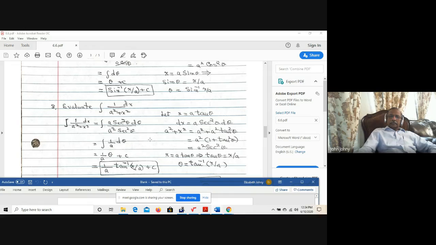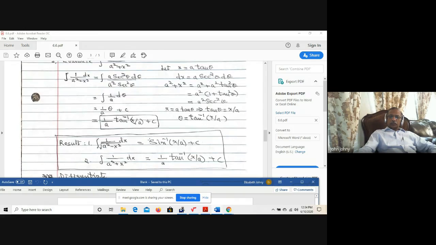So that is the antiderivative of 1 over a square plus x square. So you have two important results here. The antiderivative of 1 over square root of a square minus x square dx is sine inverse x over a. The antiderivative of 1 over a square plus x square dx is 1 over a tan inverse x over a. See the difference? In the case of sine inverse, there is no 1 over a, whereas in the case of tan inverse, there is a 1 over a tan inverse x over a. So these are two very important standard results.